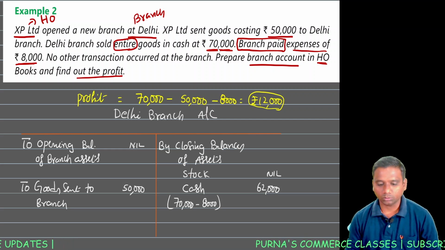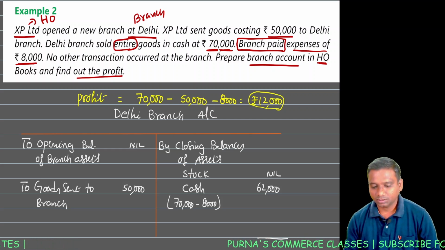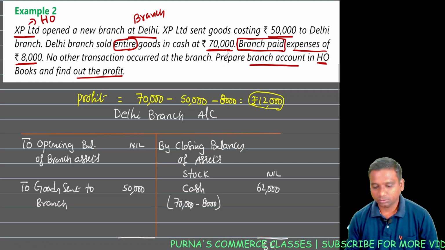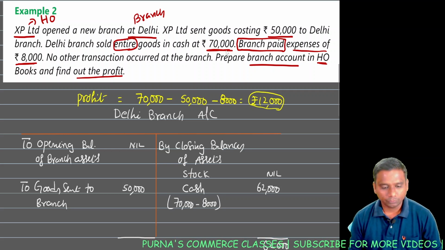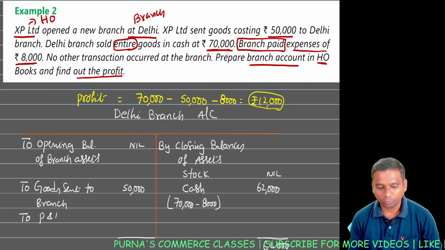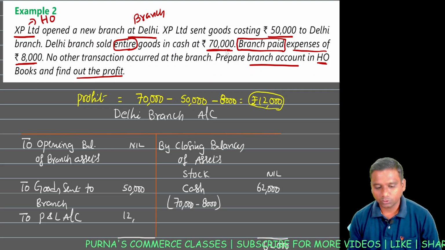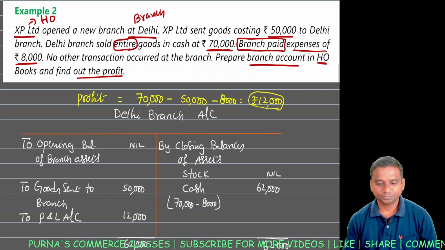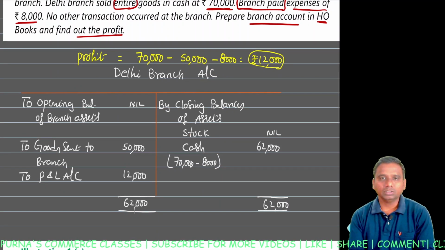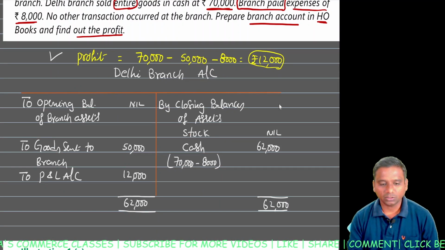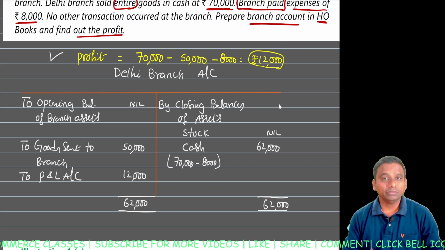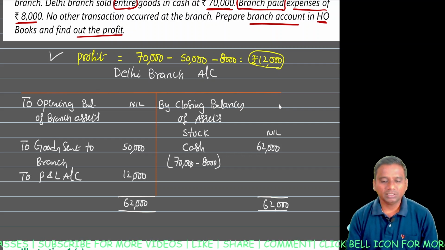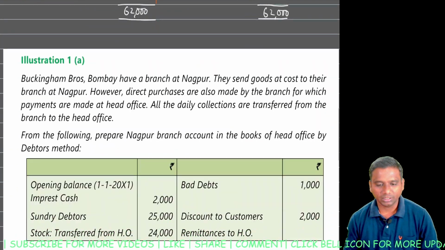62,000. Now you people tell me, is it profit or loss? Look at credit side total 62,000, debit side total 50,000. That means we have a profit, and that profit is transferred to profit and loss account. That's it. See, if it is a small one, we can calculate without preparing any branch account. But if we have so many transactions, then compulsorily we have to prepare branch account separately.